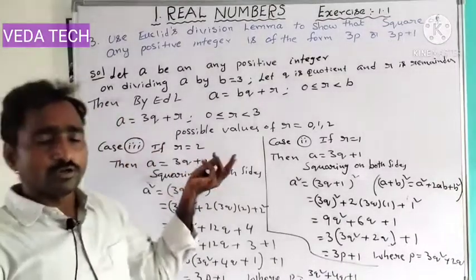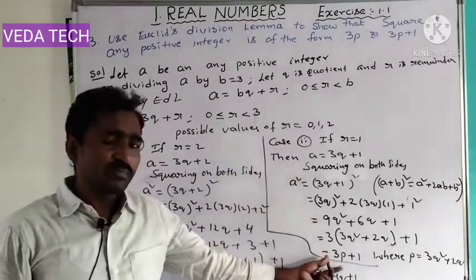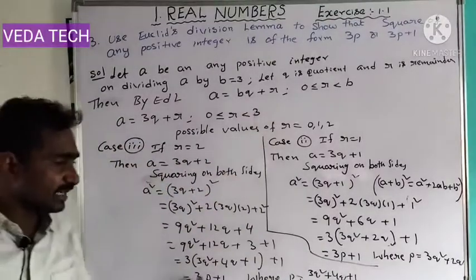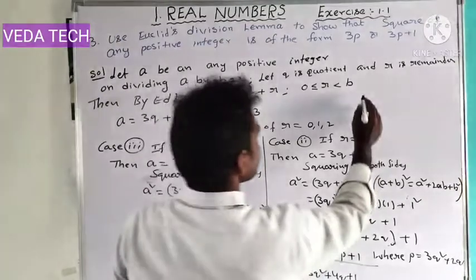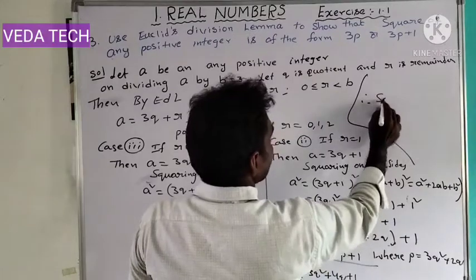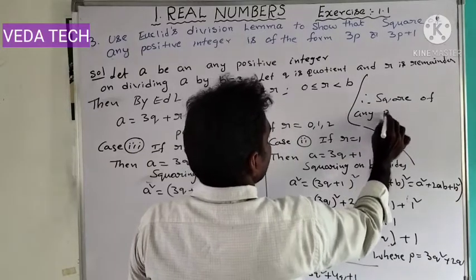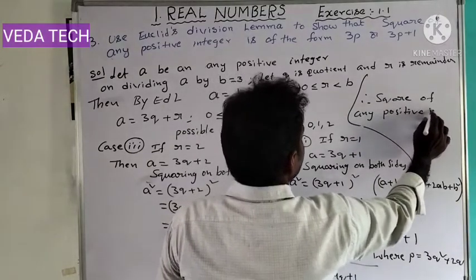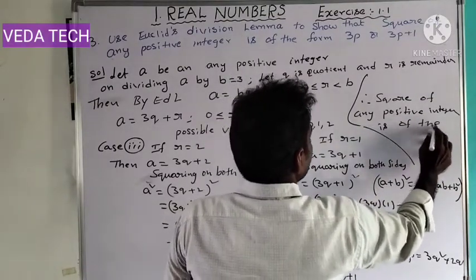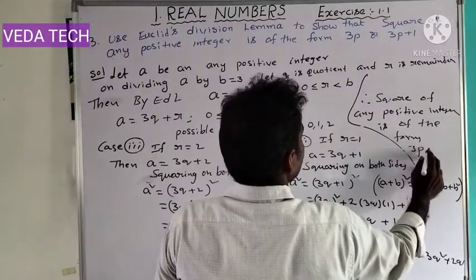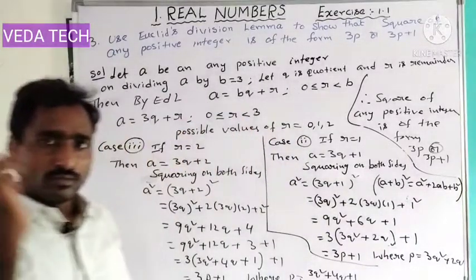Therefore, when r is equal to 0, a square is equal to 3p. When r is equal to 1, a square is equal to 3p plus 1. When r is equal to 2, a square is equal to 3p plus 1. So the square of any positive integer is of the form 3p or 3p plus 1, where p is some integer. Hence proved.